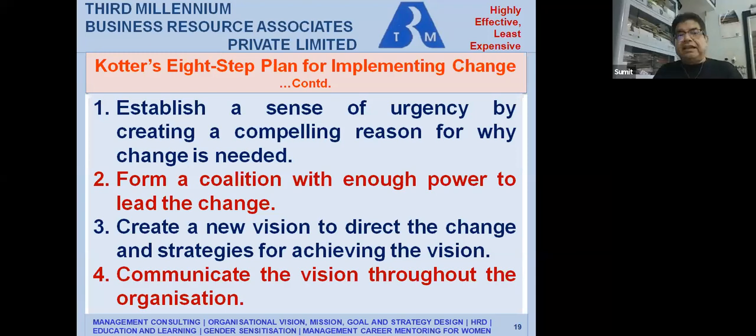So communicate vision throughout the organization. That is very, very important. Now, there is a story of President Kennedy visiting NASA. Kennedy was murdered in 1963, and the first man landed on the moon 6 years later in 1969, the Apollo 11 mission: Neil Armstrong, Edwin Aldrin, and Michael Collins. Of course, 2 people landed. Michael Collins was managing the spacecraft to bring them back home.